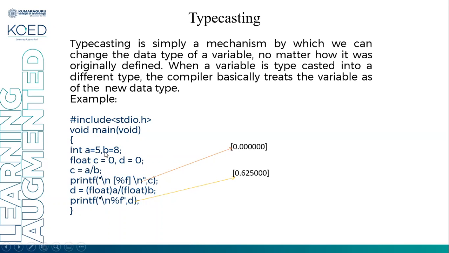Here a is the dividend and b is the divisor. The divisor is higher than the dividend, so the result would be 0 point something, but it will return the value 0, because both values are integers, so it will not return the value after the decimal point. That's why 0 is stored in the variable c. c is a float variable, so it will store the value 0.000 as the result.